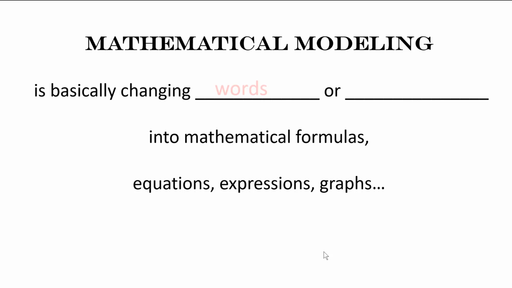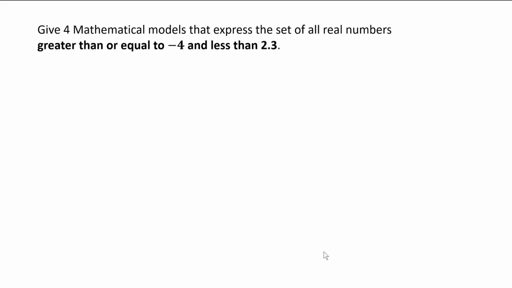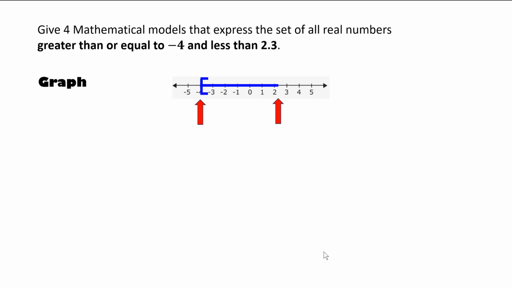Remember, mathematical modeling is basically changing words or situations into mathematical formulas, equations, expressions, and graphs. So if we wanted to give 4 mathematical models that express the set of all numbers greater than or equal to -4 and less than 2.3, we could do that with a graph. So we could look at all the numbers greater than -4 and less than 2.3, and that would be those numbers between the two. And in this problem, it wants greater than or equal to -4, so we put a bracket to say that we're including -4, and we put a parenthesis on 2.3 to say we only want the numbers less than 2.3, not including 2.3.